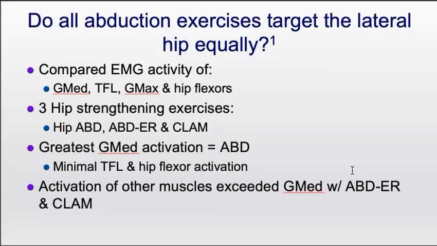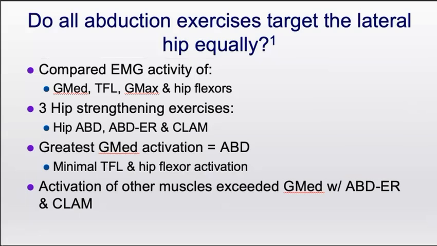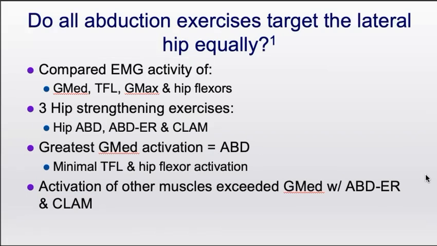Now, when you look at the other two exercises, so abduction with external rotation and clamshells, you had higher activation of the tensor fasciae lata and the hip flexors. So if you have done an assessment and you identify that somebody's gluteus medius is inhibited or weaker, you know what exercise to use. If you've done that assessment and you notice that their tensor fasciae lata and say their glute max are problematic, then you know you should be using abductions with external rotations and clamshells. Just an interesting study.